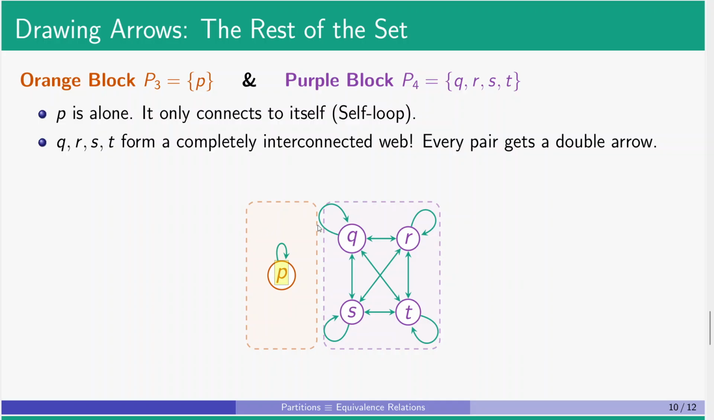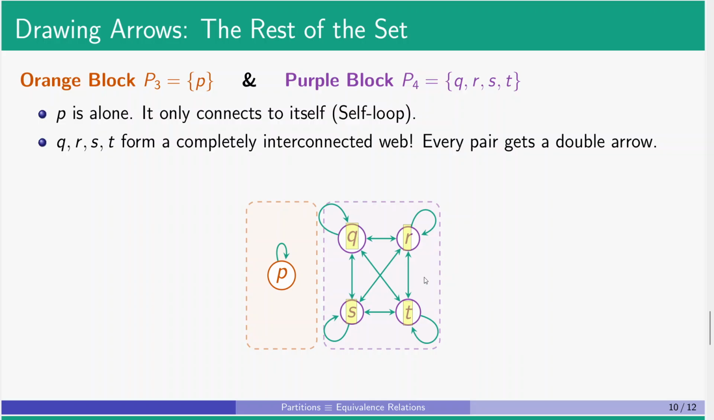Now the purple block P4 contains 4 elements, Q, R, S, and T. This is the busiest block. Since all 4 elements share the same box, every pair among them gets a double-headed arrow. Q connects to R, connects to S, connects to T, Q connects to S, Q connects to T, R connects to T, and all of these go in both directions. Plus, each of them gets a self-loop. The result is a completely interconnected web. Every element in this block is directly connected to every other element. It is a fully connected cluster.